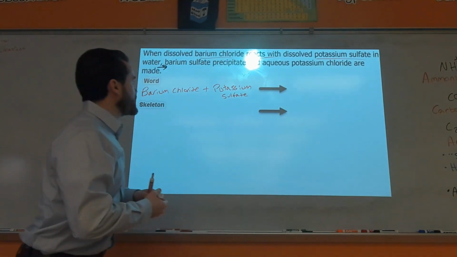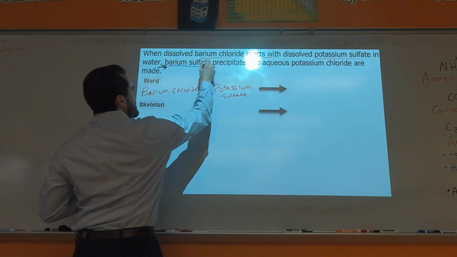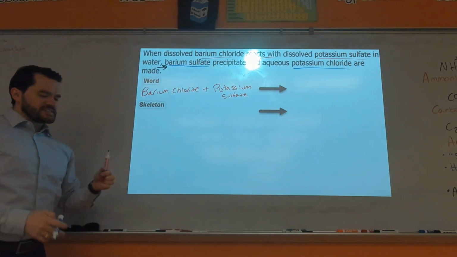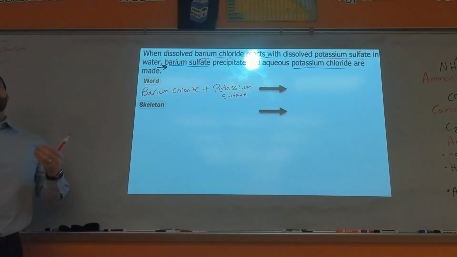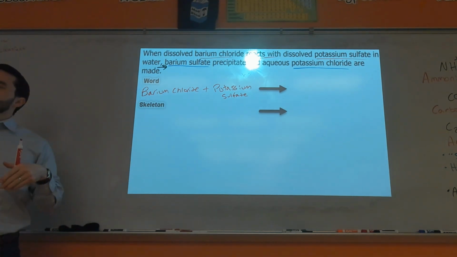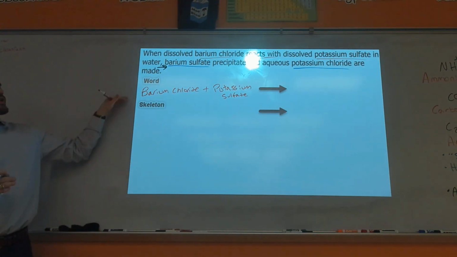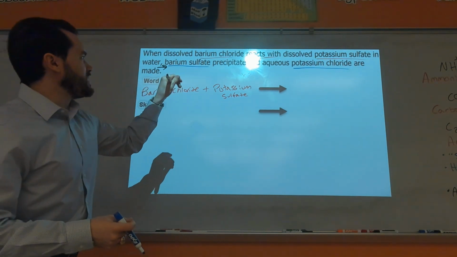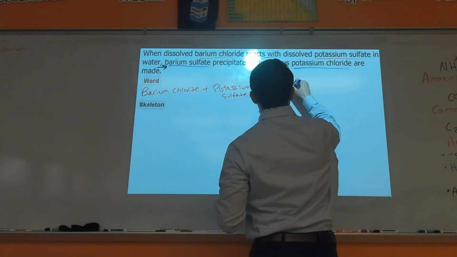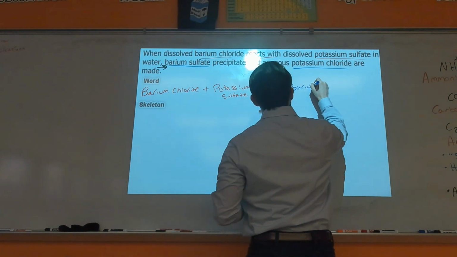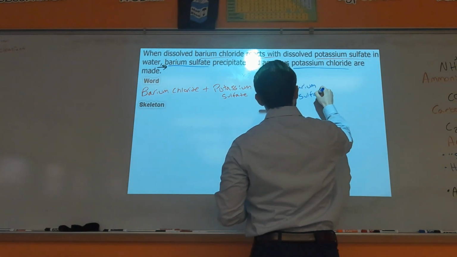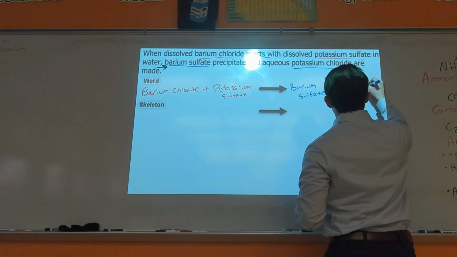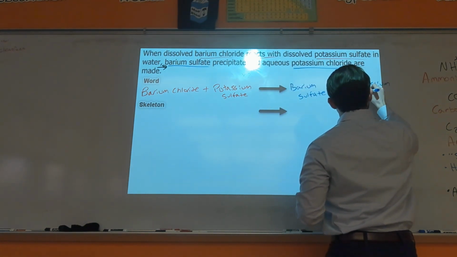All right, barium sulfate and potassium chloride. Remember, you don't need to write the states of matter when you're putting these in. It isn't technically wrong to include the states of matter, but the point of the word equation is just to organize our thoughts. You don't have to get as detailed with those. So for the sake of our formative, just go ahead and leave off the states of matter. So you have barium sulfate and then potassium chloride, and those are our products.